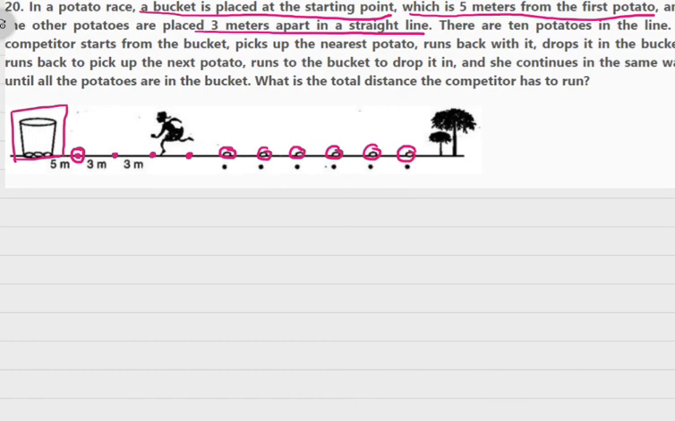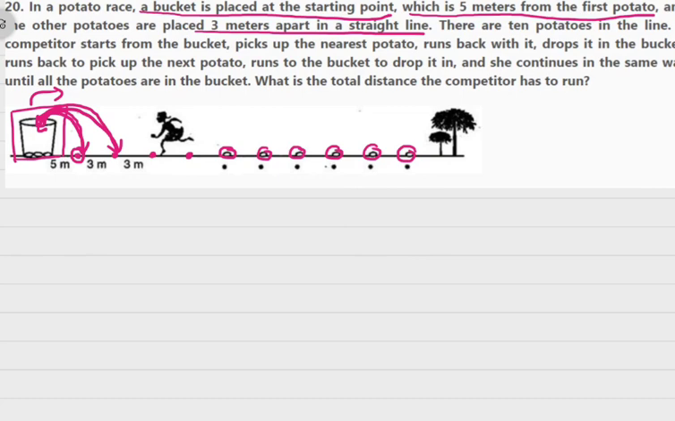A competitor starts from the bucket. From here, the competitor has to start to pick up the potato. She picks up the nearest potato, runs back with it, and drops it in the bucket. Then she comes to the second potato, picks it up and puts it in the bucket. This way she continues, putting all the potatoes in the bucket.